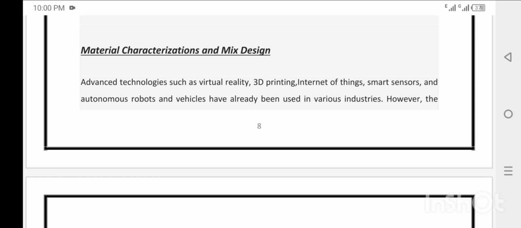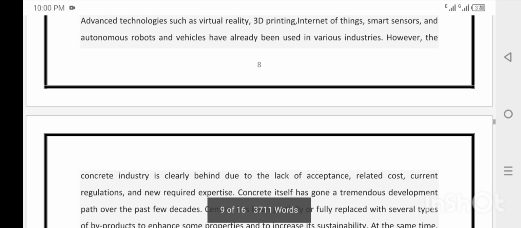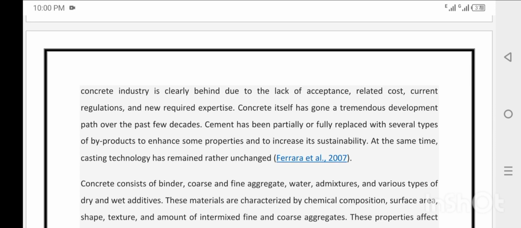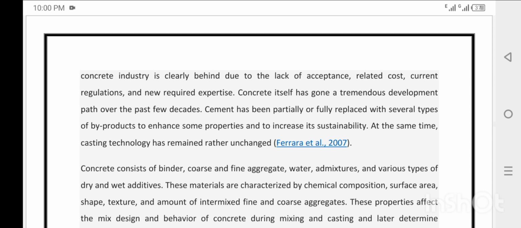Advanced applications or technologies like 3D printing, smart sensor, and autonomous robots, etc., have already been used in various industries. While on the other hand, the cement and concrete industry is far behind due to the lack of acceptance, related cost, and other expertise. Concrete itself has gone a tremendous development path over the past few decades. Cement has been partially or fully replaced with several types of byproduct or to enhance some properties and to increase its sustainability.